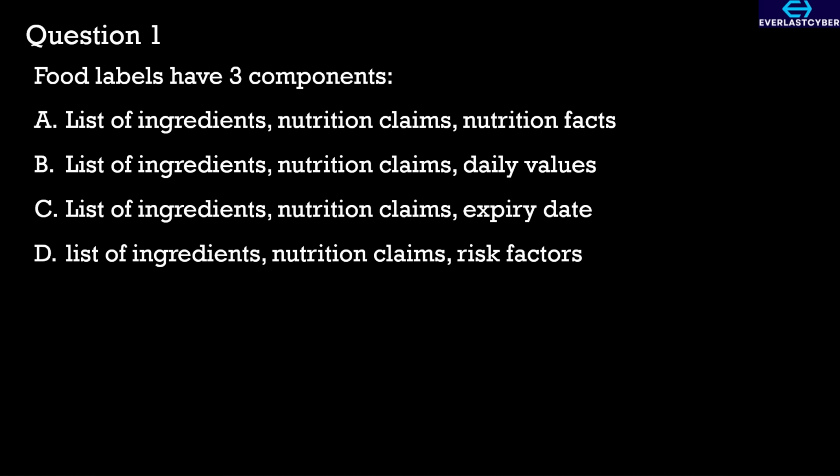Food labels have 3 components. A. List of ingredients, nutrition claims, nutrition facts. B. List of ingredients, nutrition claims, daily values. C. List of ingredients, nutrition claims, expiry dates. D. List of ingredients, nutrition claims, risk factor.